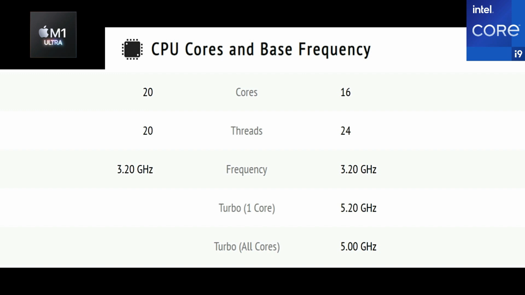So the base frequency is 3.2 GHz on both, but we get turbo boost on the i9, whereas on the Apple M1 Ultra, we don't have any reports of the processor boosting itself. We get around 5.2 GHz on single core turbo boost, and on all cores, we get around 5 GHz of turbo boost on the i9 processor. That's pretty amazing. That's damn fast when we compare it with the Apple M1 Ultra on its base frequency.